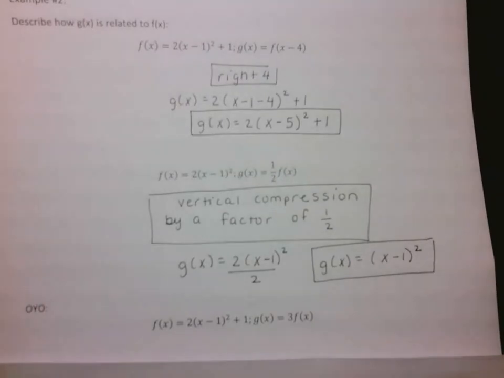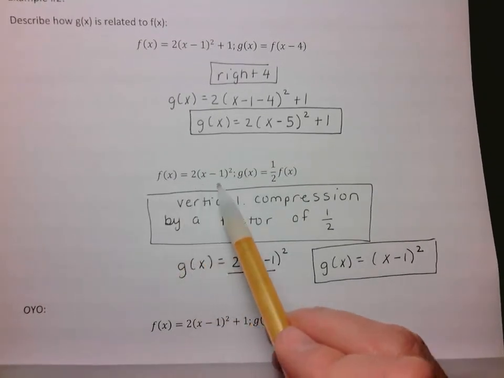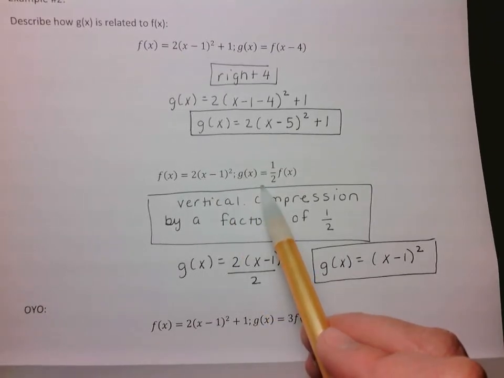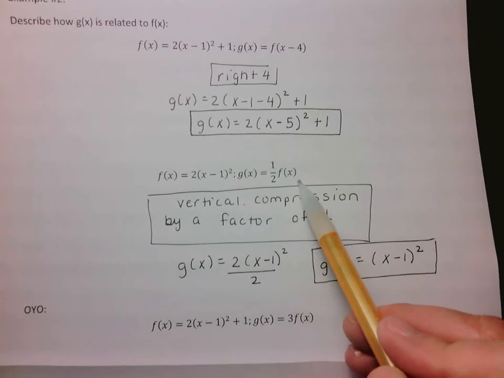Now let's look at this example. Again, I have my original function f here, and then I'm going to create function g. How am I going to create function g? What am I going to do? Well, I'm going to take function f and multiply it by 1/2. Or you can say I'm going to divide it by 2. Same thing. I'm going to take function f and divide the entire function by 2.